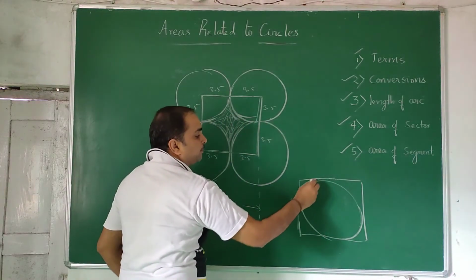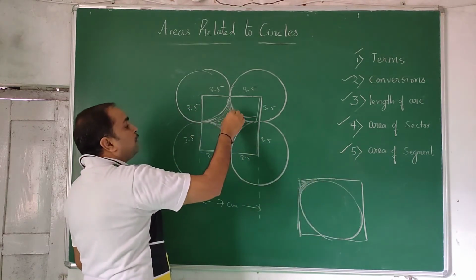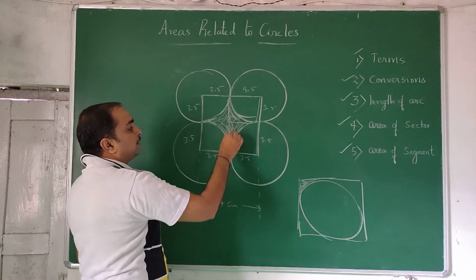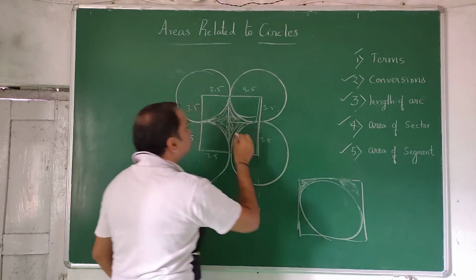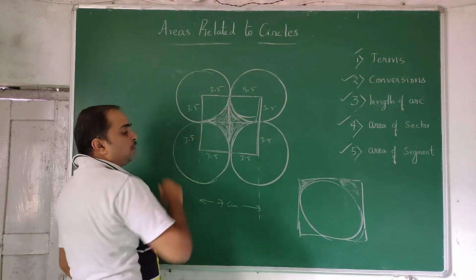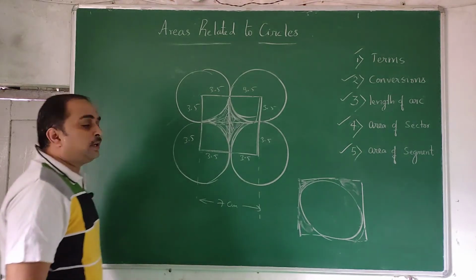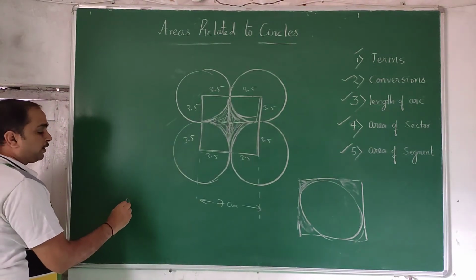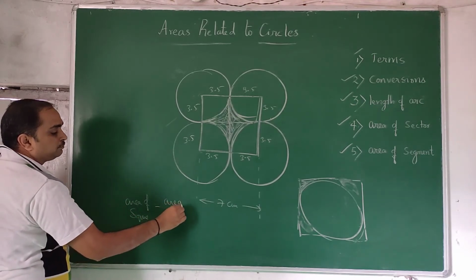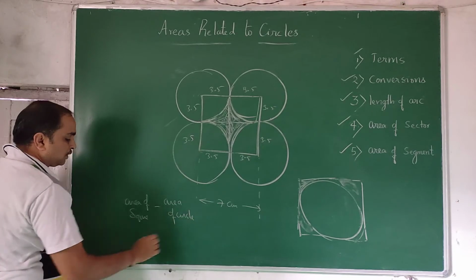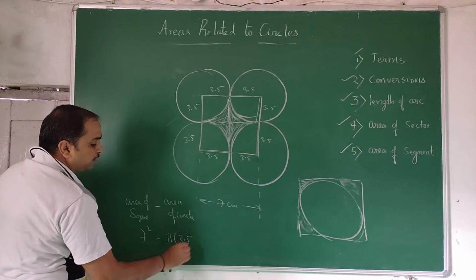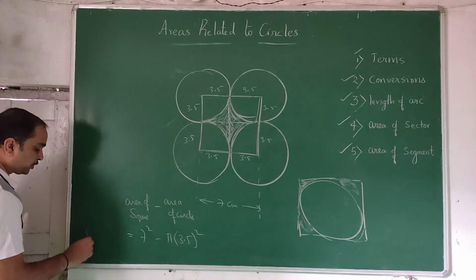So this portion is nothing but a small part of it, like this much is here. Next, this portion is here, this portion is here. So all these four portions are making up the circle. So it is nothing but the area of the square minus the area of the circle, that is 7 square minus pi into radius 3.5 whole square, pi r square. That is the shaded portion.